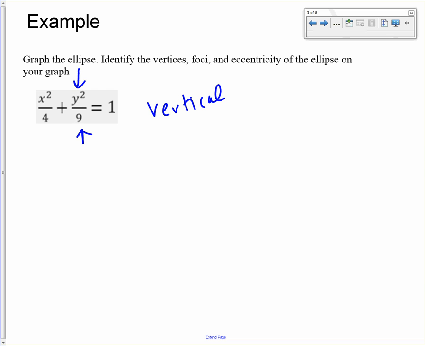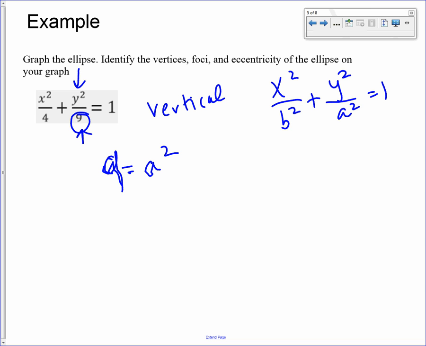So I want to know what a and b are. The larger of the two numbers is always a, so that denominator is a squared. Remember, if you go back to the vertical ellipse on page 927, that's the equation. So that denominator is a squared. That's a 9, which means that a equals 3. And then the other denominator is b squared. So if 4 equals b squared, then b equals 2.